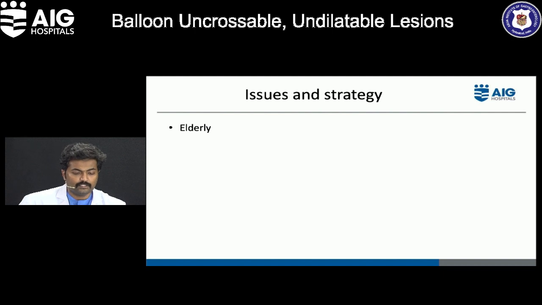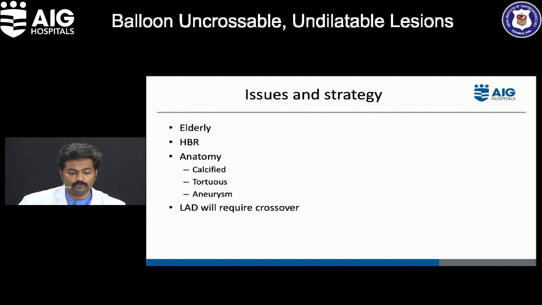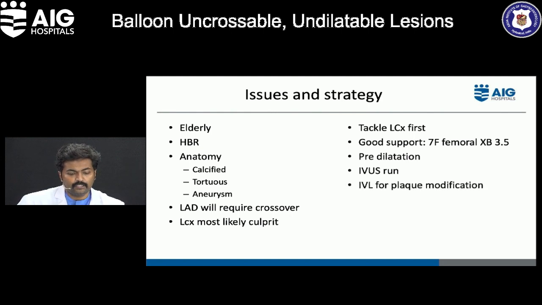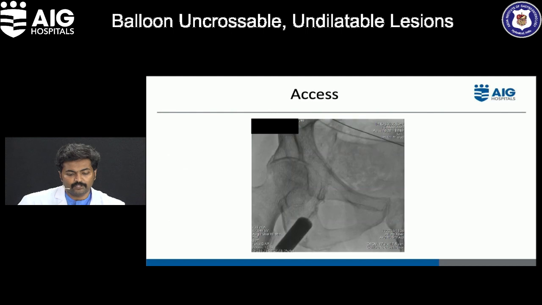So once the strategy was decided, the issues in this patient were: an elderly patient with a high bleeding risk, anatomy which was calcified, with tortuosity and aneurysms, and the LAD will probably require a crossover, and LCX was most likely the culprit here. The plan was to tackle LCX first, take a good support, a 7 French femoral XB 3.5, predilate the lesion, do an IVUS run, then use IVL for plaque modification.